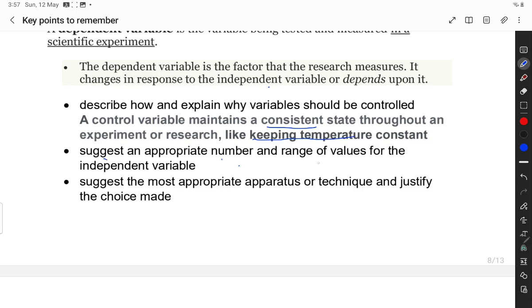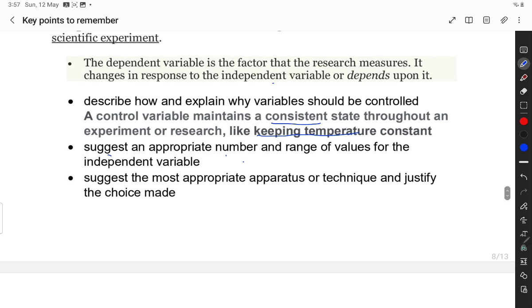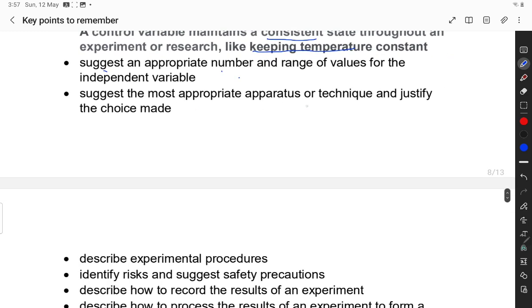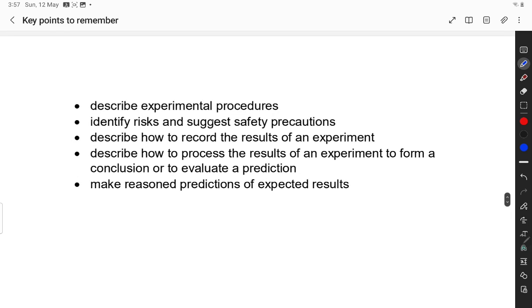Suggest an appropriate number and range of values for the independent variable. Suggest the most appropriate apparatus or technique and justify the choice made. Describe experimental procedures, identify risks and suggest safety precautions, like for chlorine gas. If chlorine gas is involved in any experiment, you should suggest that the experiment should be conducted in a fume cupboard. So this is the safety precaution for chlorine gas and nitrogen dioxide, which are toxic gases.